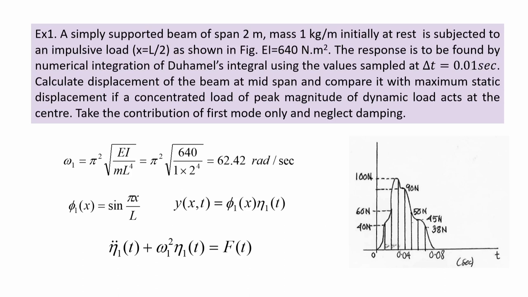We take a simply supported beam. That is our system, a continuous system. A simply supported beam is taken with mass m, modulus of elasticity E, and moment of inertia of cross section I. At the mid span, it is subjected to a force F(t) with the variation shown here. This is the variation of F(t). This is the midspan, L by 2.